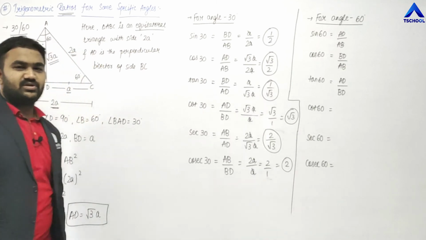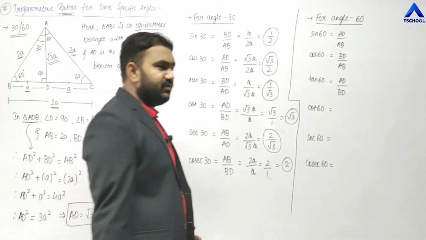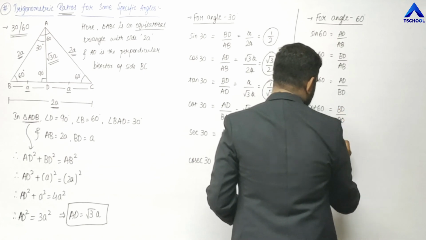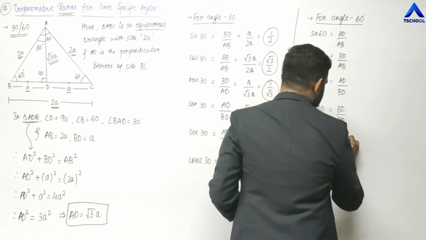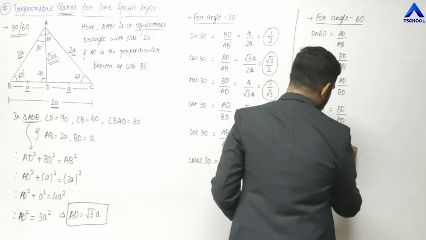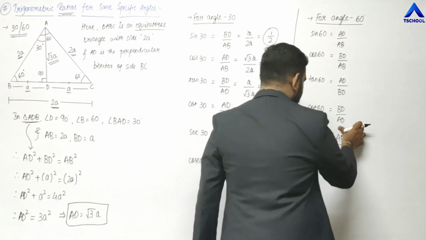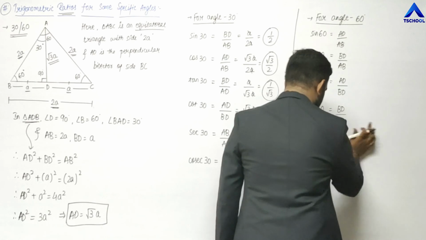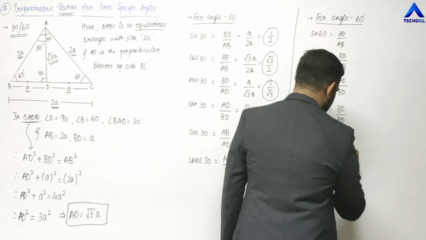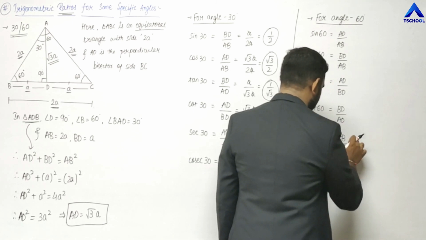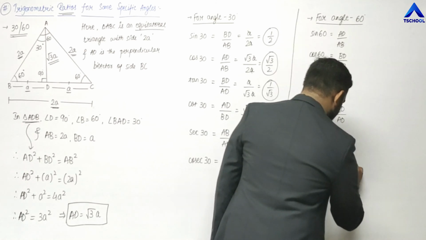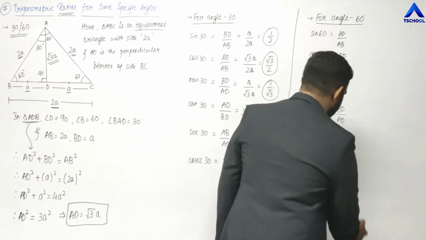So I have written 3 ratios here, and the rest of the 3 ratios will be reverses of these. So cot 60, that is BD upon AD, sec 60, which is AB upon BD, and cosec 60 finally, that is AB upon AD.